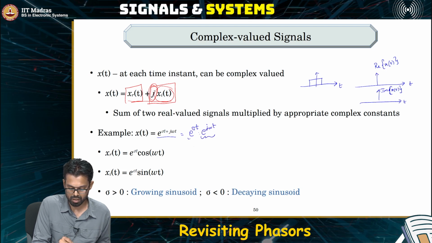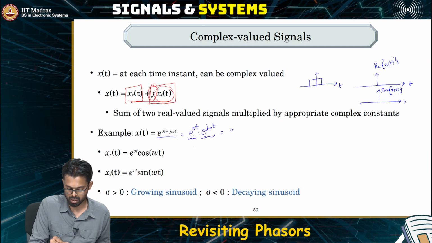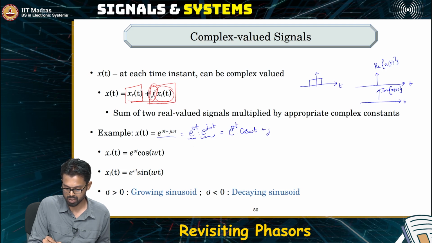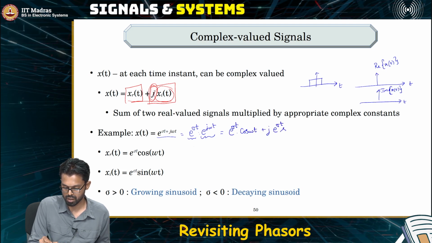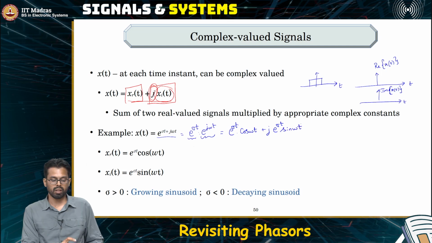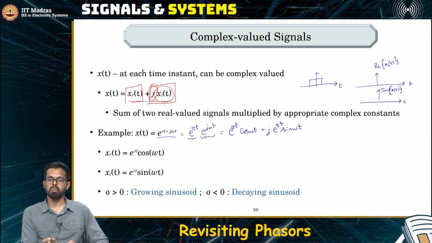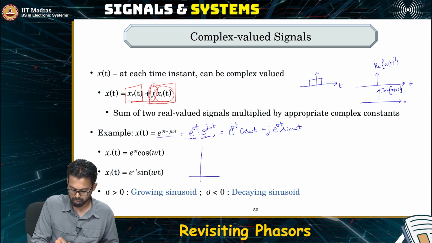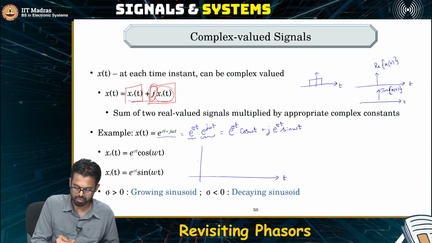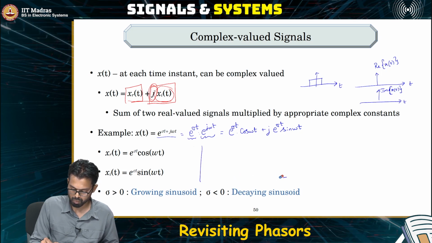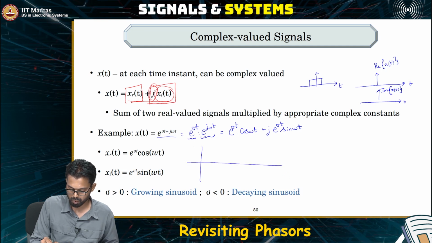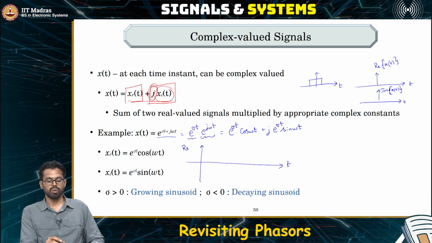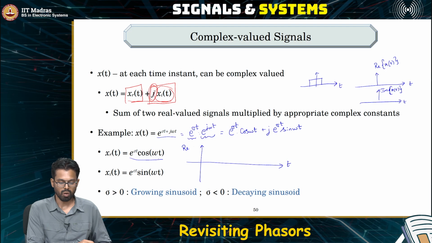This is complex, this is real. So once again you can write this as e power sigma t times cos omega t plus j e power sigma t times sin omega t. The first plotting technique is to plot the real part separately and the imaginary part separately. Let's do that. Let's plot the real part first. The real part is e power sigma t cos omega t.